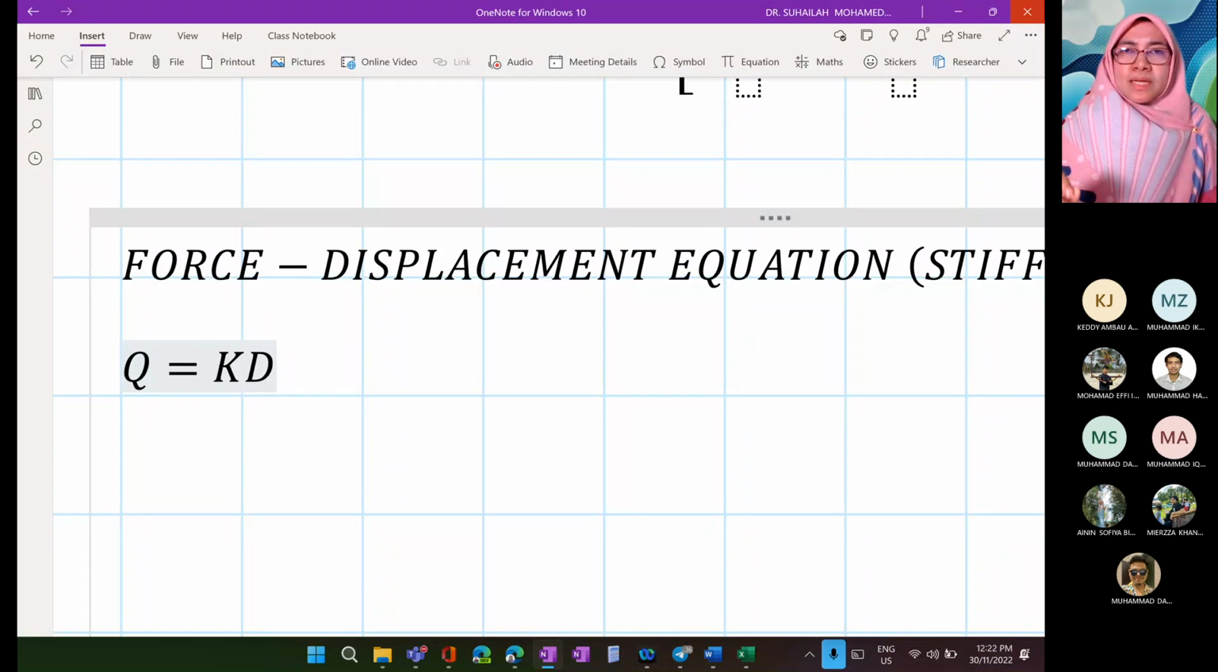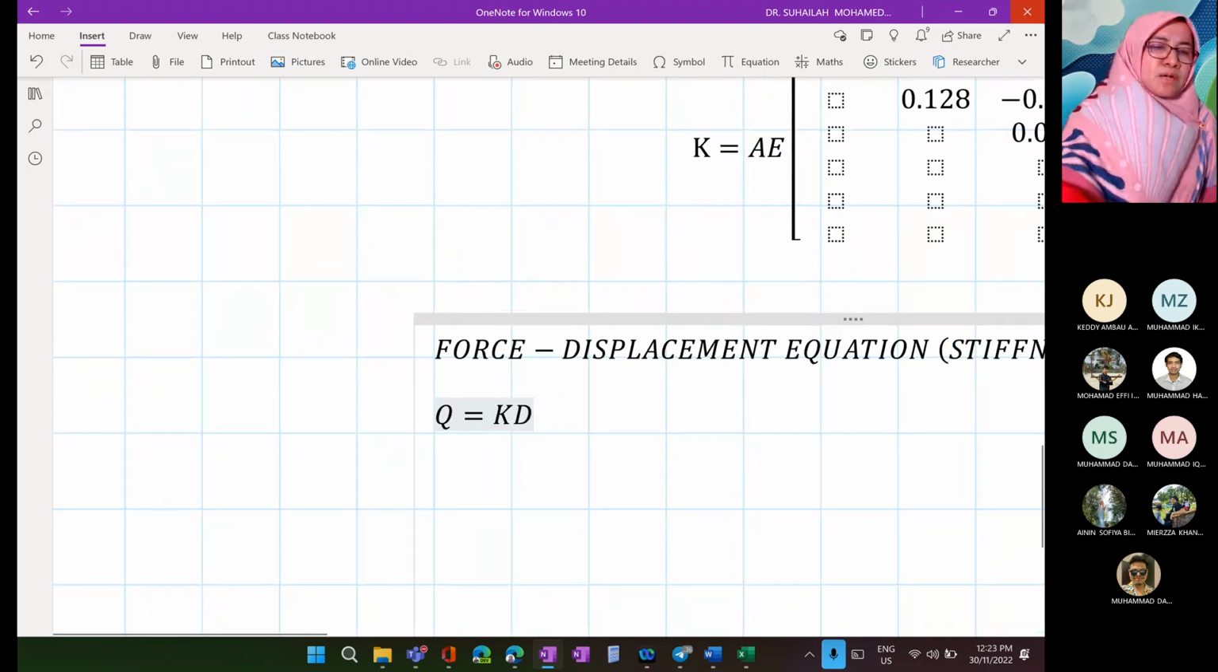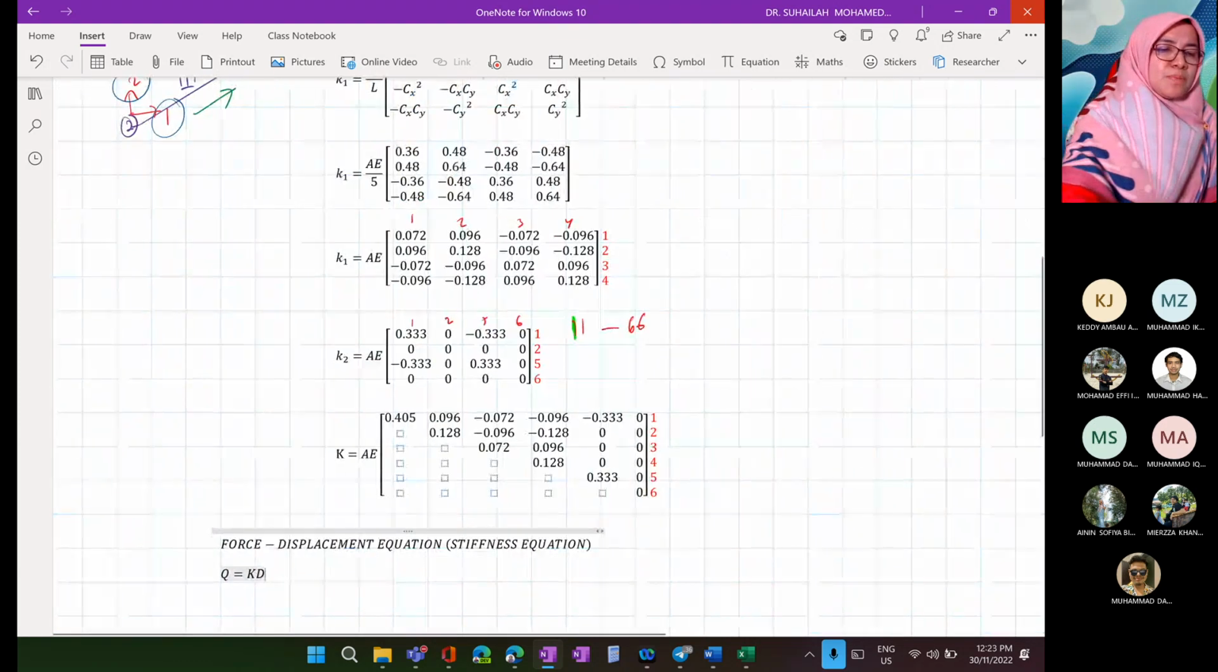Q will be written in matrix form, and D will be written in matrix form. Q will have Q1 until Q6, and D will have D1 until D6. Okay, 1 to 6 is the degree of freedom, the position at nodes. Q is nodal forces. D is nodal displacement.